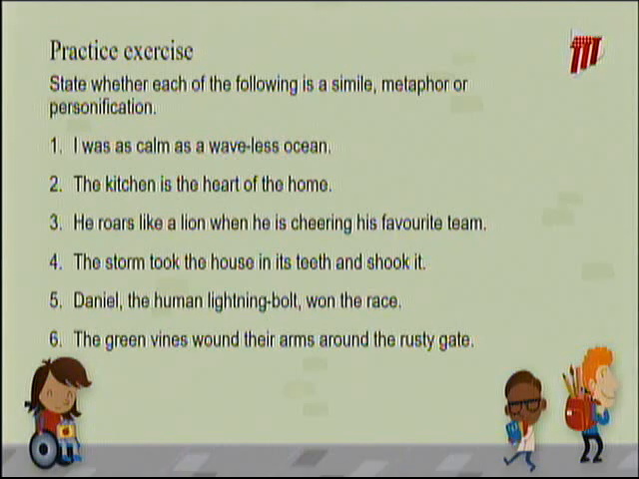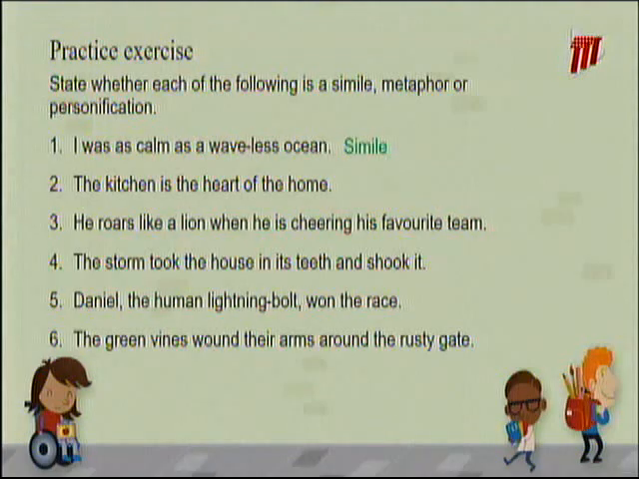I'm sure that you were able to figure these out quite easily. Let's check and see if you were correct. I was as calm as a waveless ocean. Here, the person is compared to a waveless ocean using the word as. Because it's a comparison using the word as, it's a simile. The kitchen is the heart of the home.